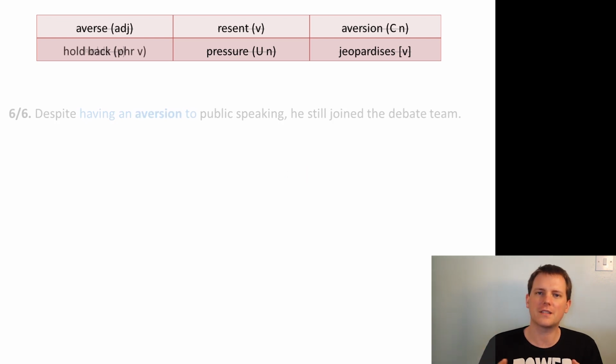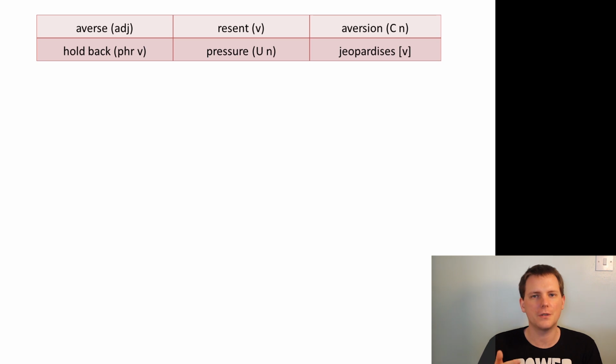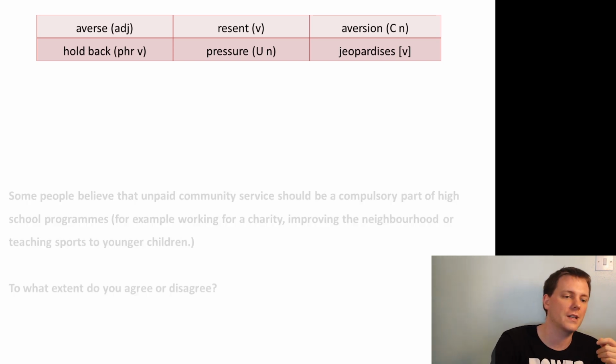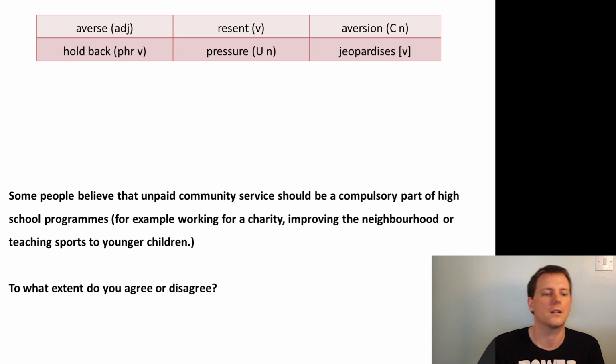So now that we've looked at the vocabulary and how it can be used and gone into a bit more detail about what it means and when you can use it, let's have a look now at how the language could be used for answering the question that we looked at the beginning of the lesson. So here's the question again. Unpaid community service should be compulsory for teenagers, is basically what it's saying. So how can this language be used?